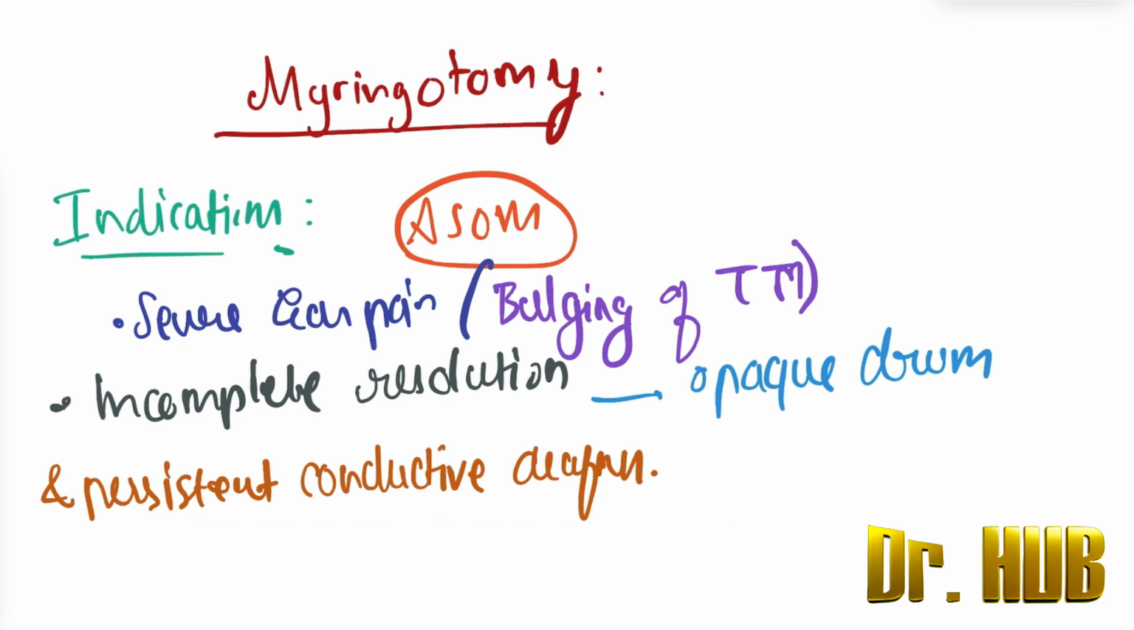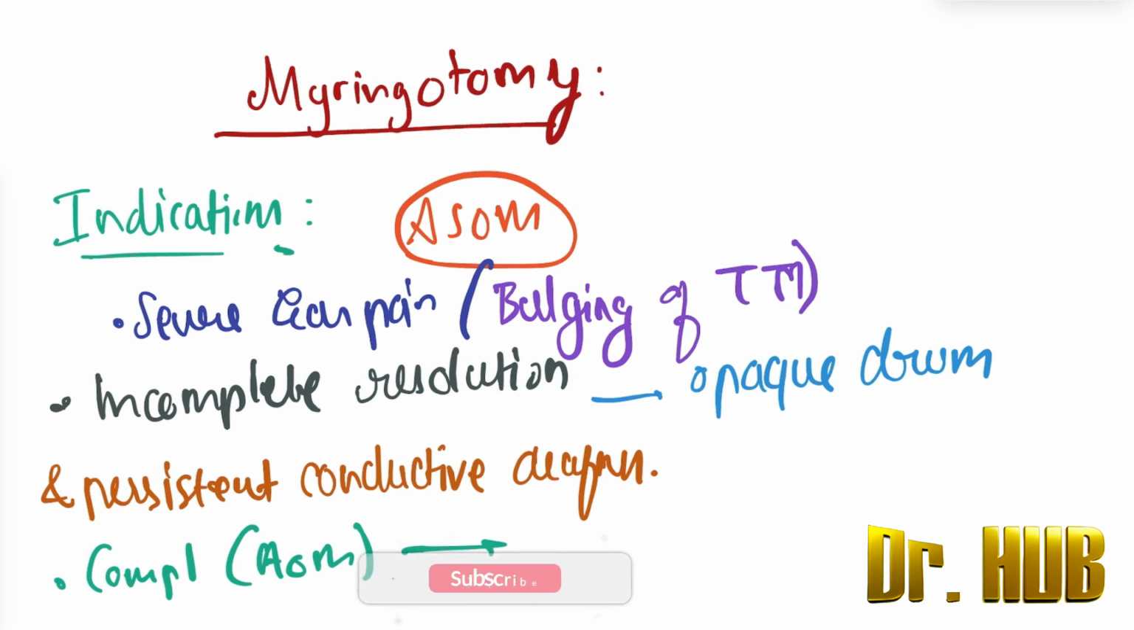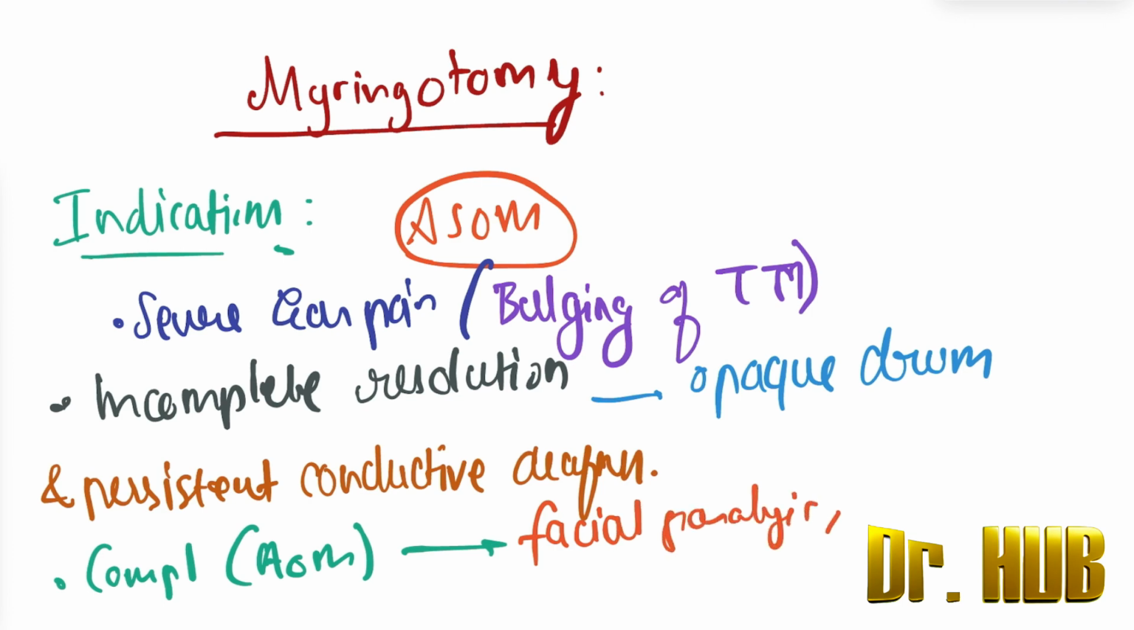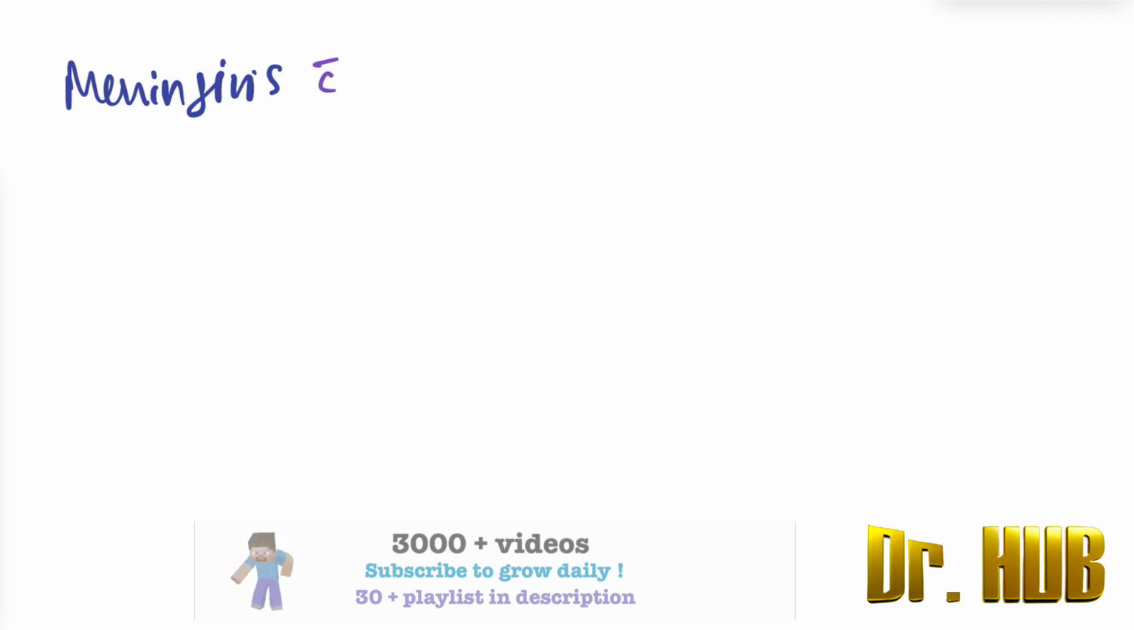The next point is that there are some complications of the AOM. What does it include? This may include facial paralysis, then labyrinthitis. Next, there can also be meningitis, and this will be with a bulging tympanic membrane.